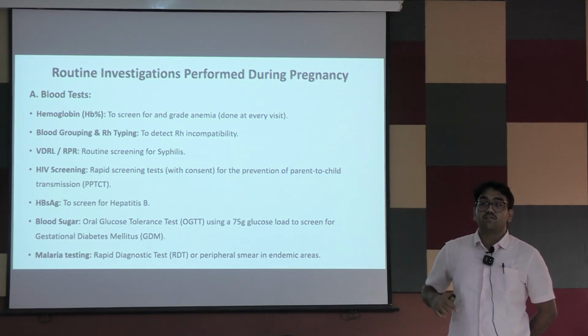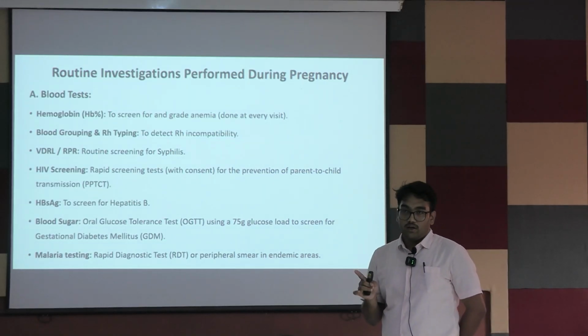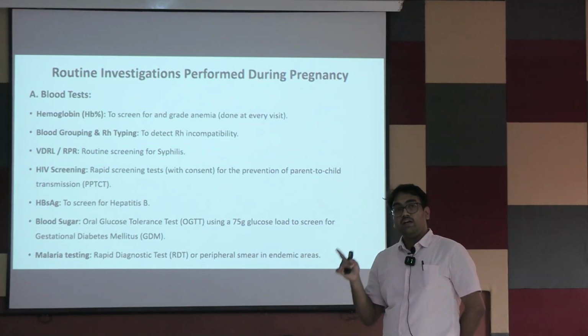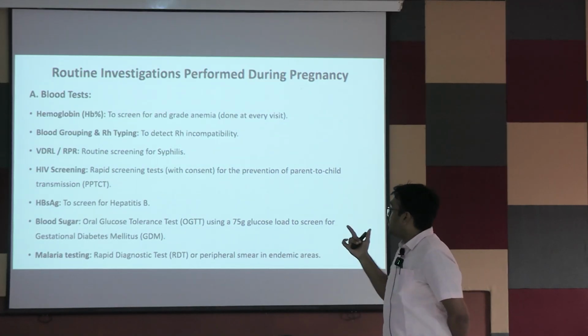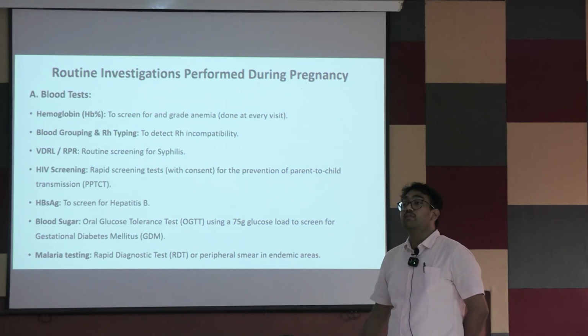So, blood investigations, what will we do? Hemoglobin, ABO and RH testing, then we will screen for syphilis, HIV, hepatitis B. Then we will do blood sugar by the oral glucose tolerance test and also screening for malaria, right.